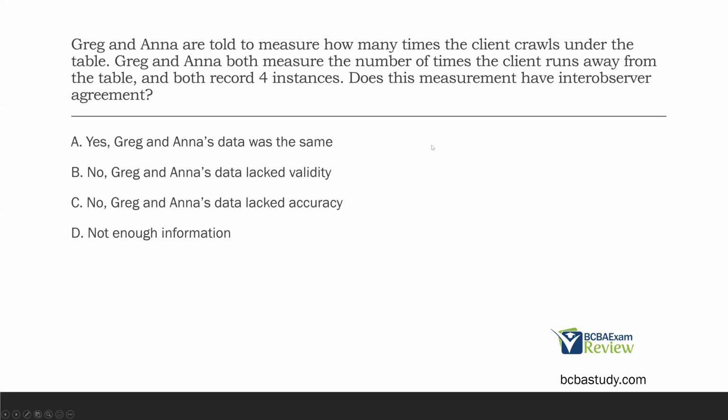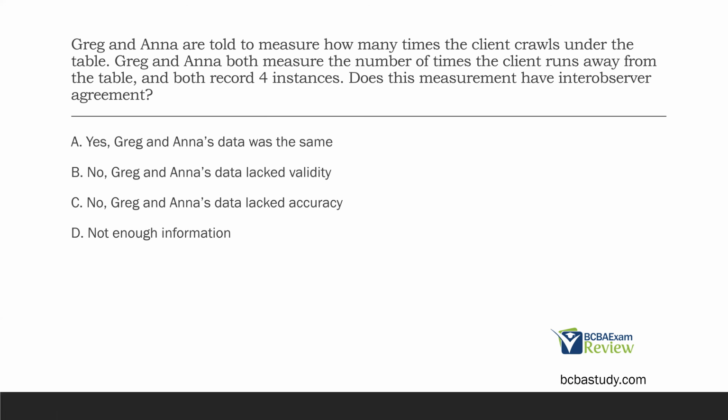Greg and Anna's data lacked accuracy. Well, we're not sure. We don't know the true value. Okay, so we can't say for sure. And then D, not enough information. We have enough information based on what we're given to know that they agree. They might be wrong, but they do agree. So be careful with inter-observer agreement.